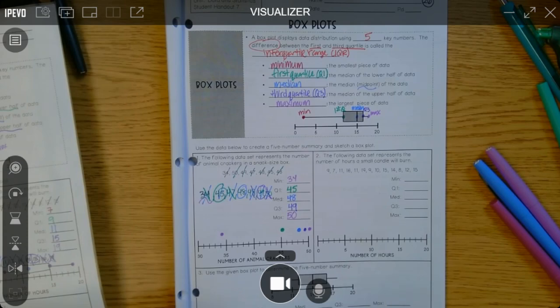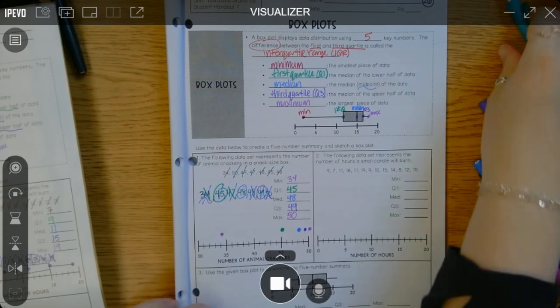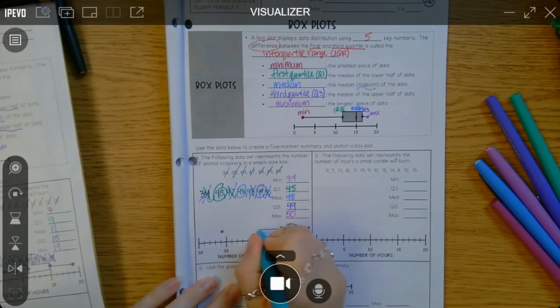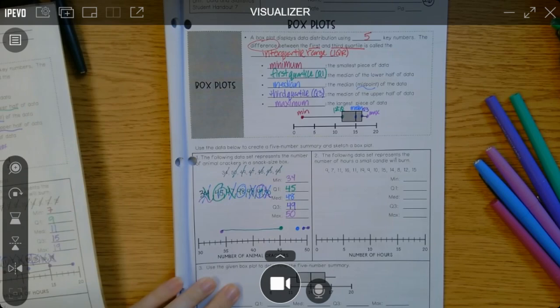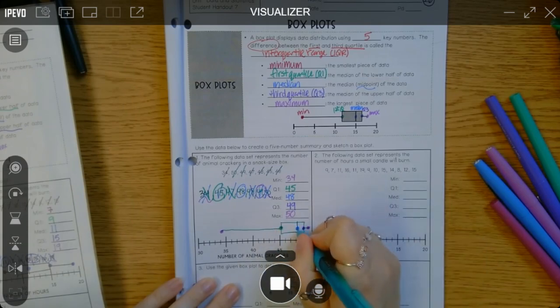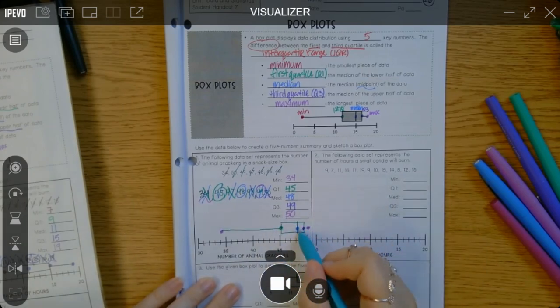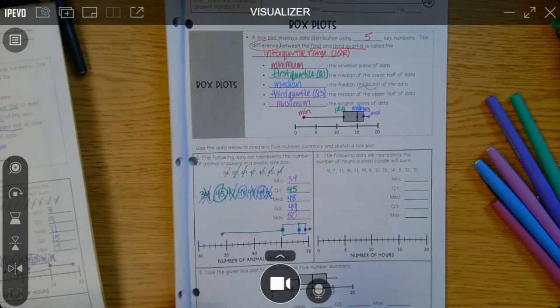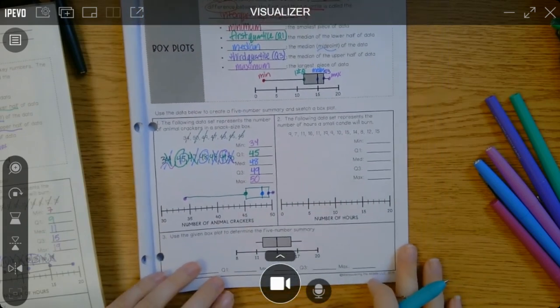Okay, now that you have your 5 key dots, I draw my whiskers first. So I connect these two and I connect those two, the beginning and end points. And then I draw a box around that middle section, and I draw a line down through the median. Here's your middle 50%. There's your min and max. And that's how you draw a box and whisker plot.